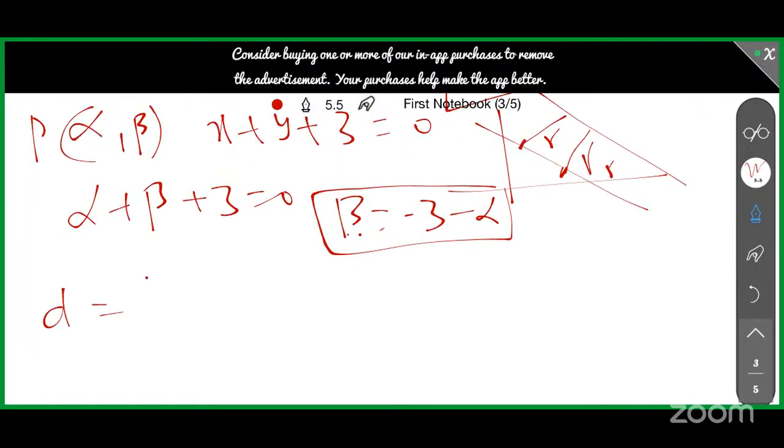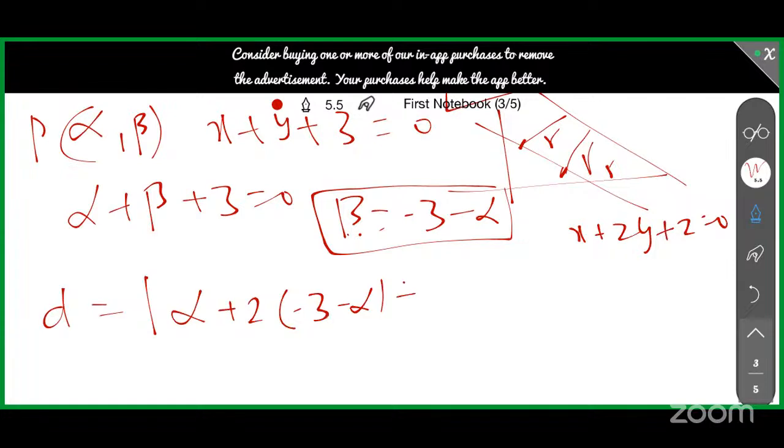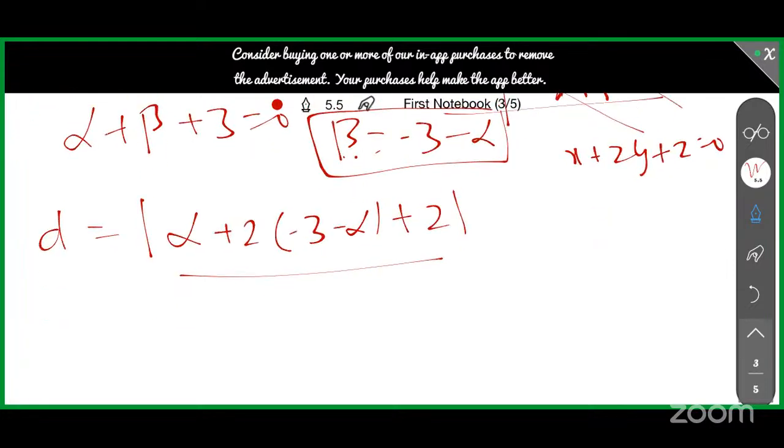From this line to the point alpha comma beta, alpha is alpha, beta is equal to minus 3 minus alpha, this distance is root 5. We use that: mod of alpha plus 2 into minus 3 minus alpha plus 2, whole divided by root of 1 plus 4.